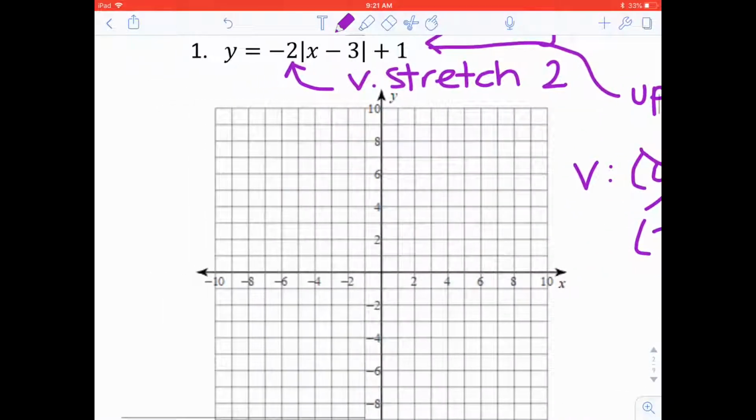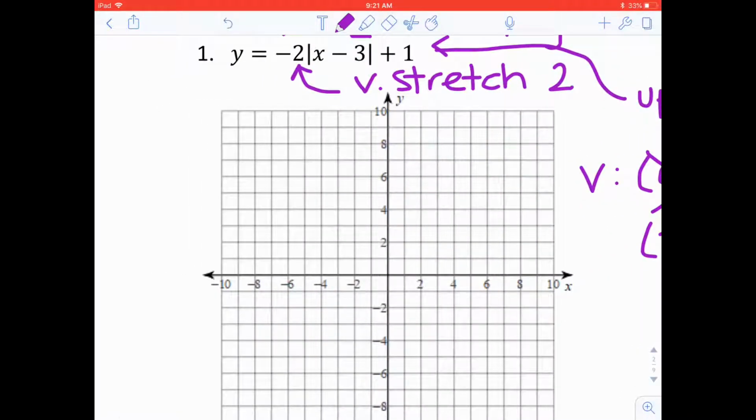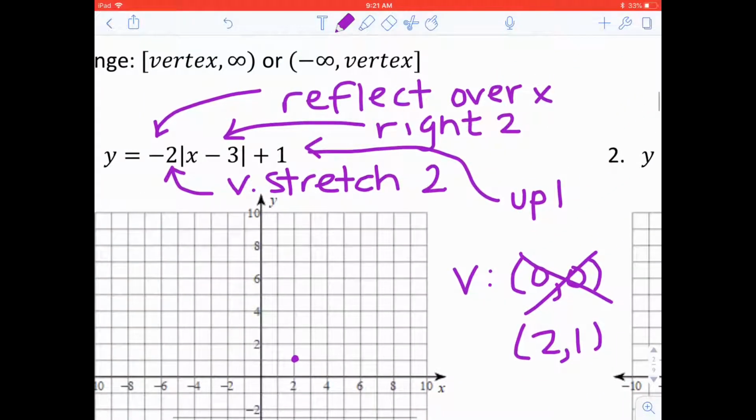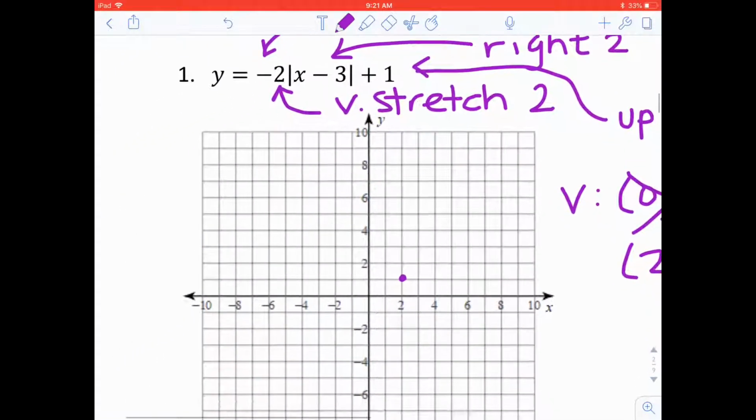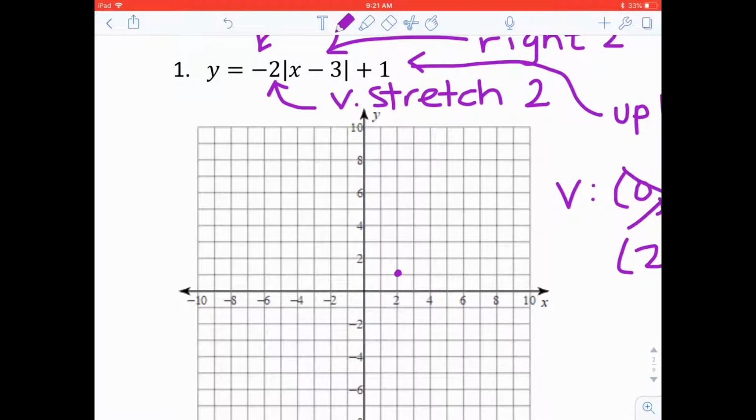So I'm going to go ahead and zoom in so I can graph that easily. So 2, 1, there we go. And then from there, the graph is going to be upside down. I know that because it's been reflected over the x-axis, and it's been stretched by 2, so it's going to grow twice as fast as it normally does. So instead of going over 1, up 1, it's going to go over 1, down.